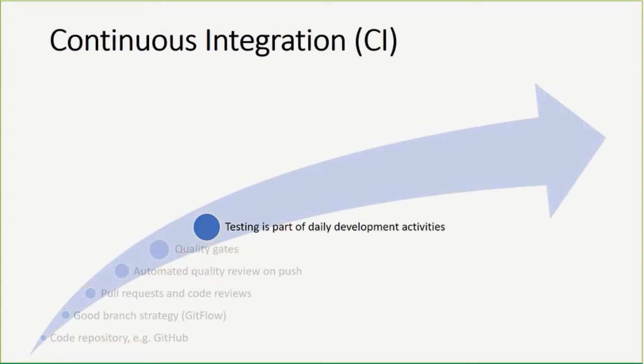Then we automate the quality gates themselves. Testing is part of the daily development activities, so whether it's test-driven development or behavior-driven development, we see that as part of the DevOps team to make sure that they're developing tests at the same time as they're developing the solutions.